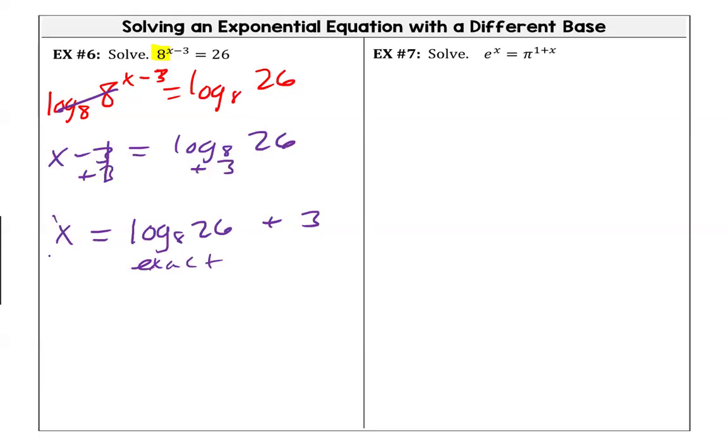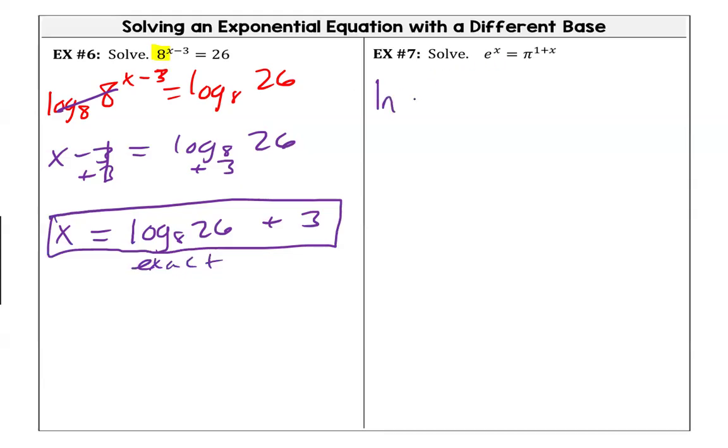Okay. And then if I needed the approximate, I would plug it into the calculator and round to the nearest 3 decimal places. All right. So again, if it's impossible for our bases to be the same, we're going to have to use our log properties. On this one, we have base e, so we're going to use natural log. When I have base e, that means I'm going to use the natural log.